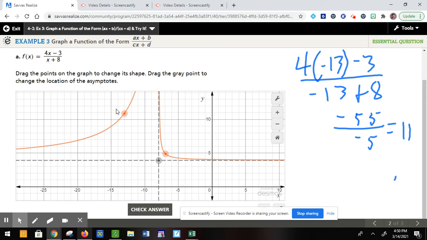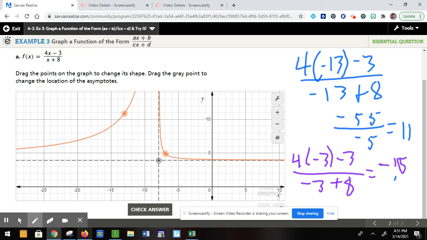What if I pick something on this side? The one that worked on this side for me was negative 3. Let me change the color here. And again, if you end up with a decimal, it's fine. I'm just picking ones that look nice. So 4 times negative 3 minus 3, all divided by negative 3 plus 8. You end up with negative 12 minus 3 is negative 15, all divided by negative 3 plus 8, which is 5. So you end up with negative 3. So the ordered pair would be negative 3, negative 3.